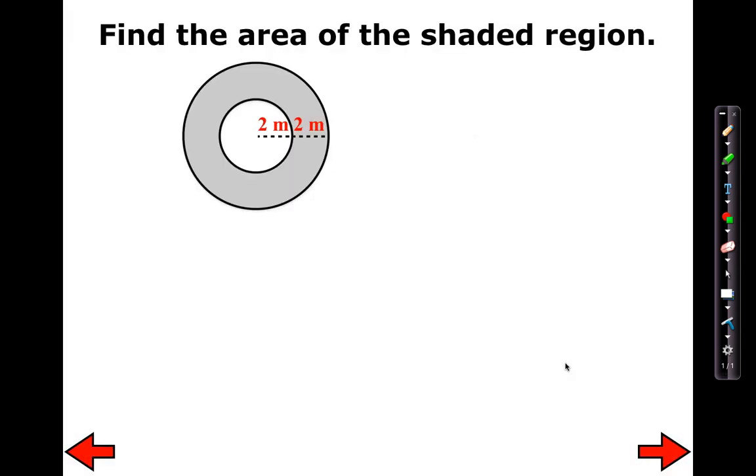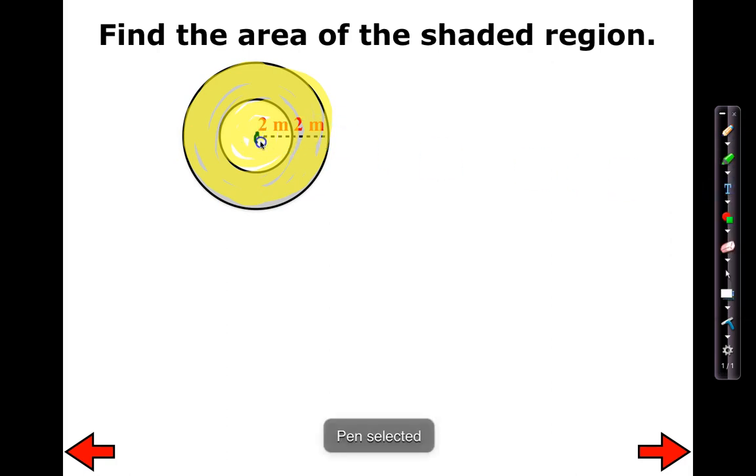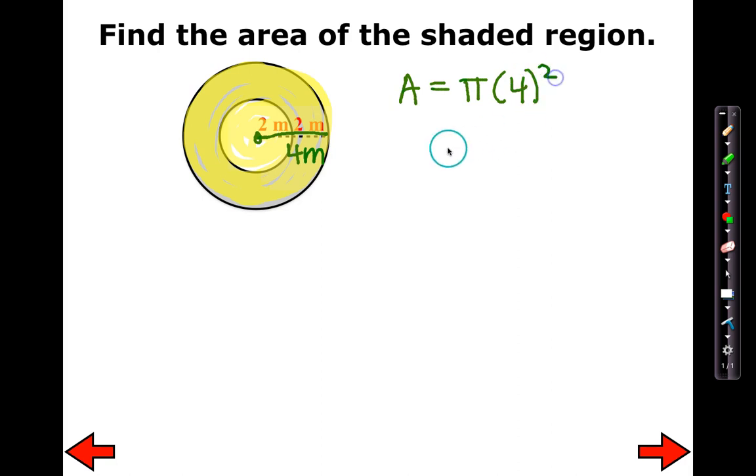Okay, so now this is more for an extension. If I was asked to find the area of the shaded region, what would I do? Well, I would first start with finding the area of the entire circle. Okay, so if I had to find the area of the entire circle, I would go ahead and say, hey, this radius is a total of 4 meters. So let's do that. We're going to say that the area of the larger circle is pi 4 squared, which leaves me with 16 pi.